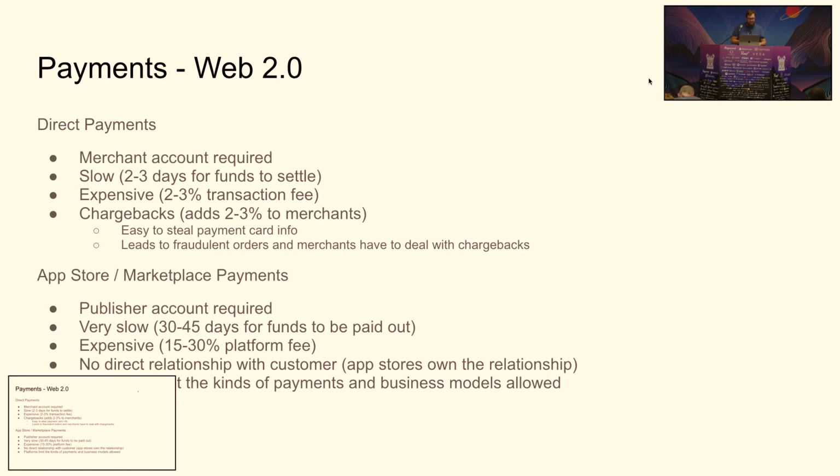And then our second big way that we accept payments now is app stores. And this is the ultimate gatekeeper verification. Publishers require the account. We've been stuck trying to get one of our apps live for over a month because Apple won't approve our account. We've all been there. Their payments are very slow, 30 to 45 days. They're very expensive, 15 to 30%, mostly 30%, and you're not allowed to have a direct relationship with the customer.